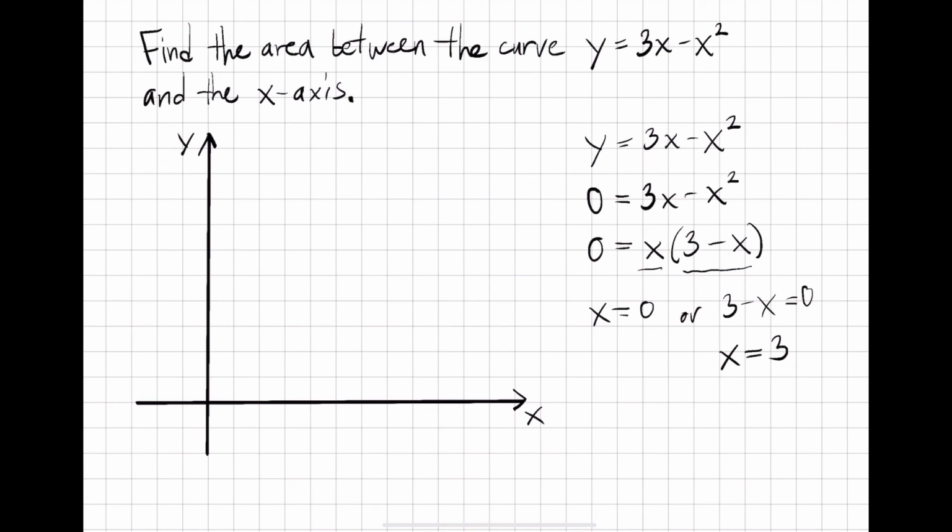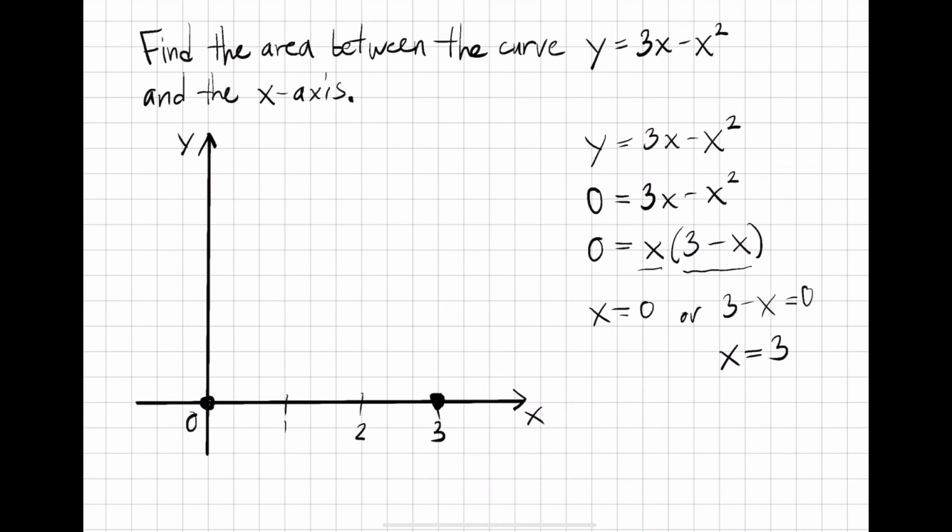So now we know the two places where the graph crosses the x-axis, because when y equals 0, x can equal 0 or 3. Let's label these on our axes here. Let's put maybe a 1 here, 2 here, 3 here. And our graph crosses the x-axis at 3 and also at 0.